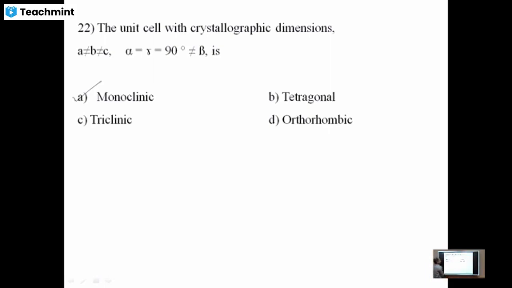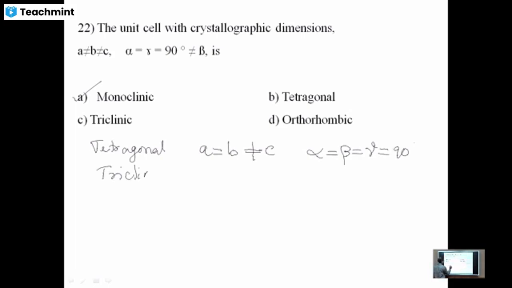Then what is the crystallographic dimension for tetragonal? For tetragonal, a is equal to b, but it is not equal to c. Alpha is equal to beta is equal to gamma is equal to 90 degrees. For triclinic, a is not equal to b, not equal to c, alpha not equal to beta, which is not equal to gamma. Sorry, the disorder is with the triclinic. Then the fourth one among the options, orthorhombic.